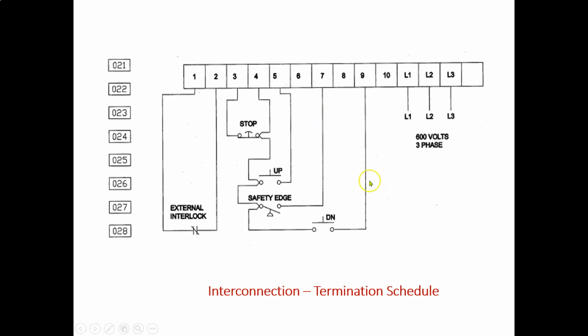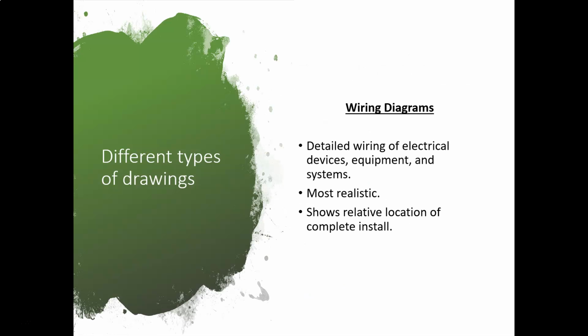It's pretty much just going to show you the interconnection between different points on receptacles. Then we got wiring diagrams. Probably my least favorite diagram, right? They can be very complicated, as you're going to see here. But it does show you the detailed wiring of an electrical device, equipment, and the system. It's the most realistic layout of where your equipment's going to be.